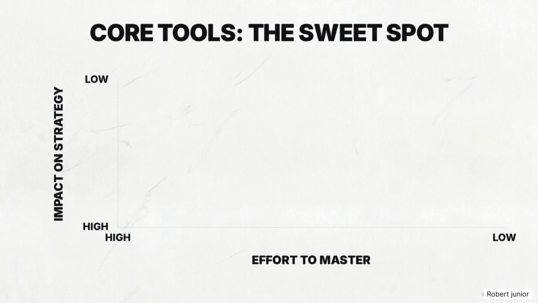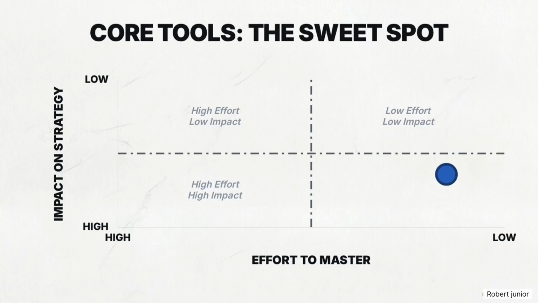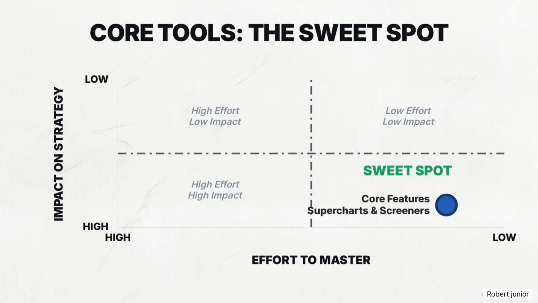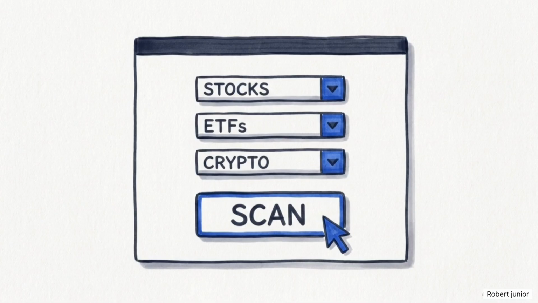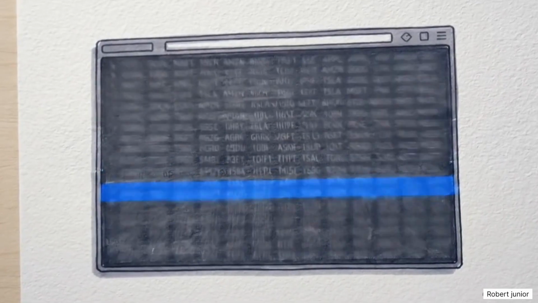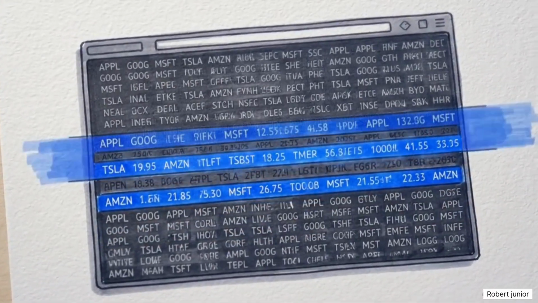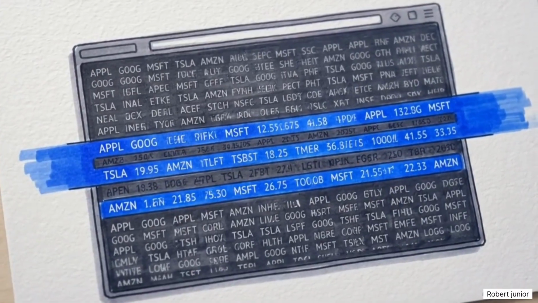We can evaluate which tools are worth your time using this 2x2 quadrant chart, measuring the effort required to master a tool against its practical impact. Let's plot our baseline. The platform's built-in supercharts and screeners land firmly in the low-effort, high-impact zone. The input here is simple. You set specific filters to scan across global markets simultaneously. The outcome is immediate efficiency. You instantly separate a handful of actionable assets from thousands of irrelevant tickers based on basic fundamentals.